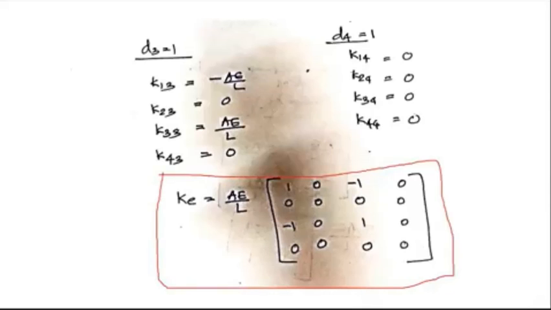And this is the KE matrix for a truss element having 2 degrees of freedom at each node. That is 1, 2, 3 and 4. So this is 3 and 4, 1 and 2. If you are having a truss element like this, your element stiffness matrix KE is like this: AE by L into [1 0 -1 0; 0 0 0 0; -1 0 1 0; 0 0 0 0]. This is the KE matrix.